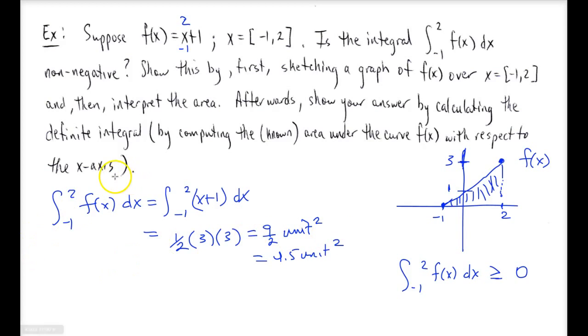Now, of course, there is a way to do these by using integration rules or taking the antiderivative of that function, but we're not at that point yet. We're going to get there soon, though.